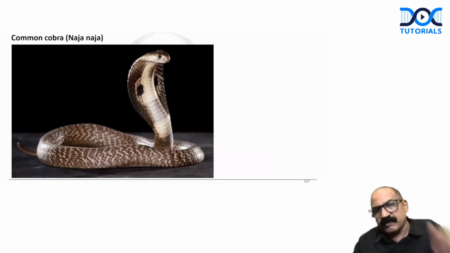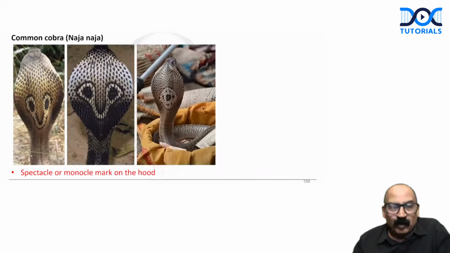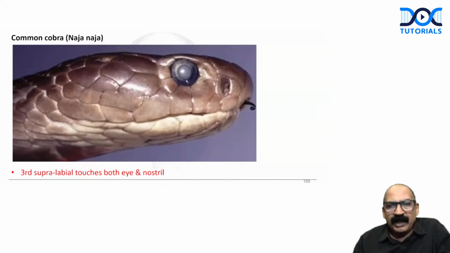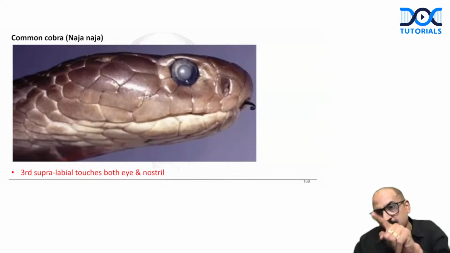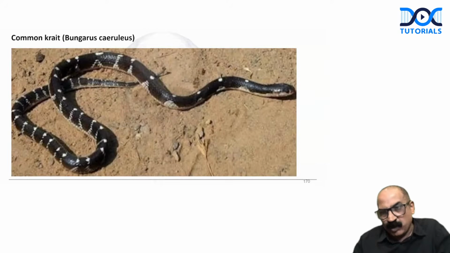Common cobra has a hood plus a spectacle or monocle mark on it. Both these are very easy. And if they give only the head, you have to see the supralabials. One, two, three. The third supralabial touches both the eye and the nostril. Common krait is somewhat slender.